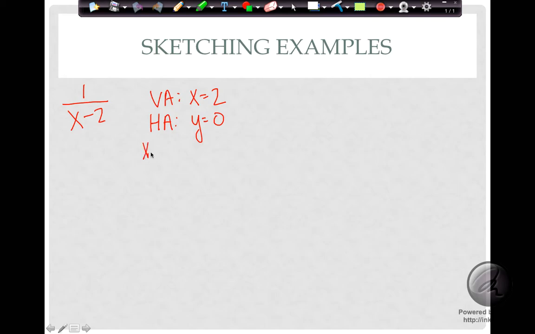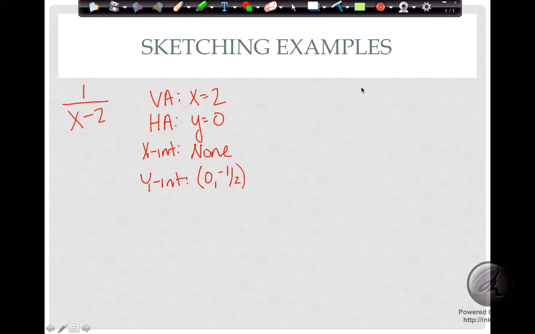I need to figure out my x-intercept. Well, my x-intercept is when the numerator is 0, and in this case, there is no spot for that because there are no x's in the numerator. And my y-intercept is when x is 0. If I plug in 0 to the denominator, this becomes 0 minus 2, which is 1 over negative 2. So it's (0, negative 1/2).